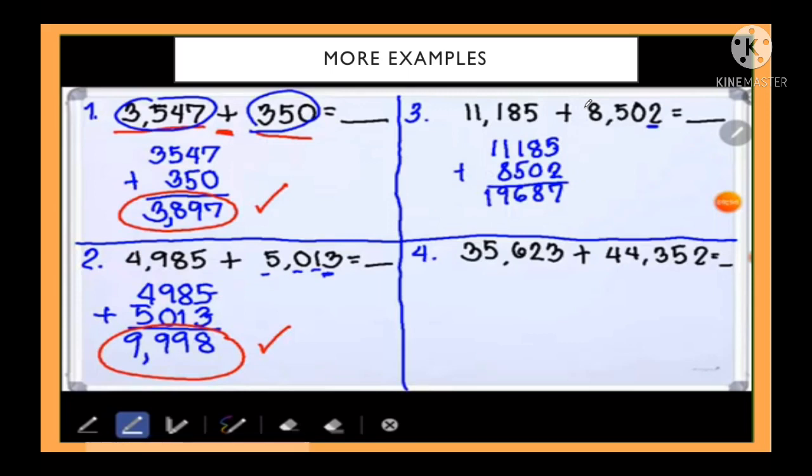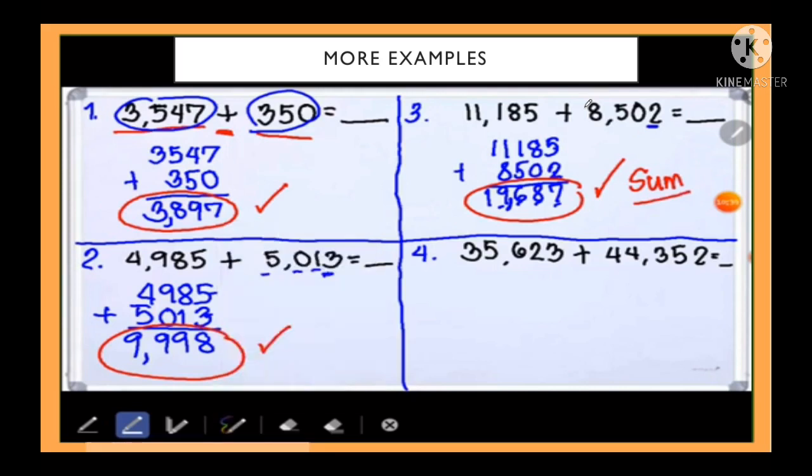Now, where do I put my comma here? Remember, thousands and hundreds place, alright? So we have here ones, tens, hundreds, thousands. Therefore, I will put my comma here between 9 and 6. And what do you call the answer in an addition? The answer in an addition is sum. Very good. Spell sum. S-U-M.